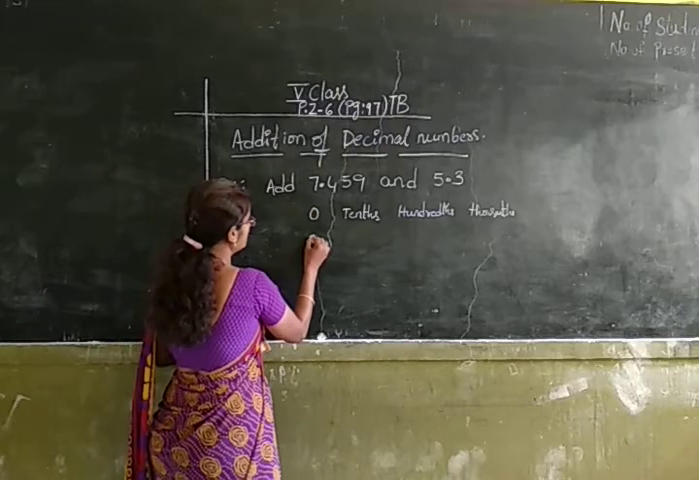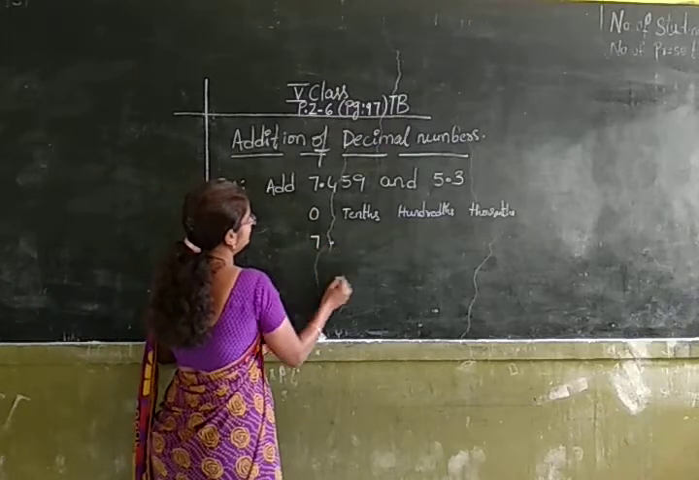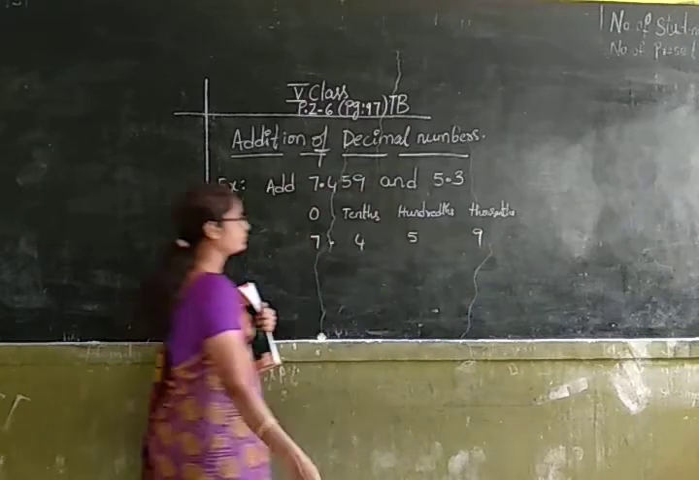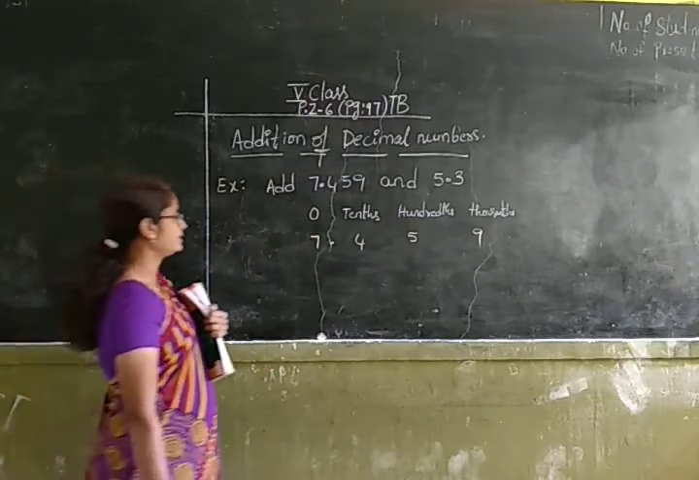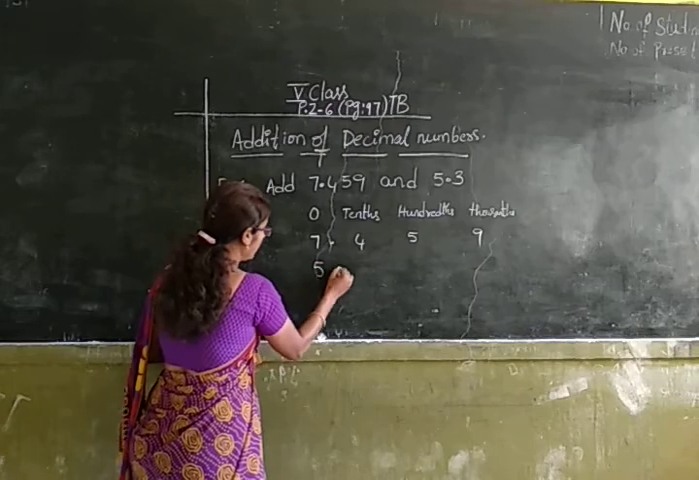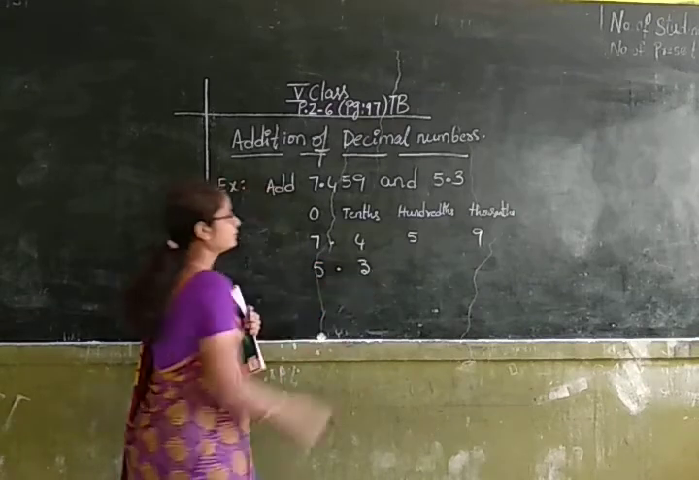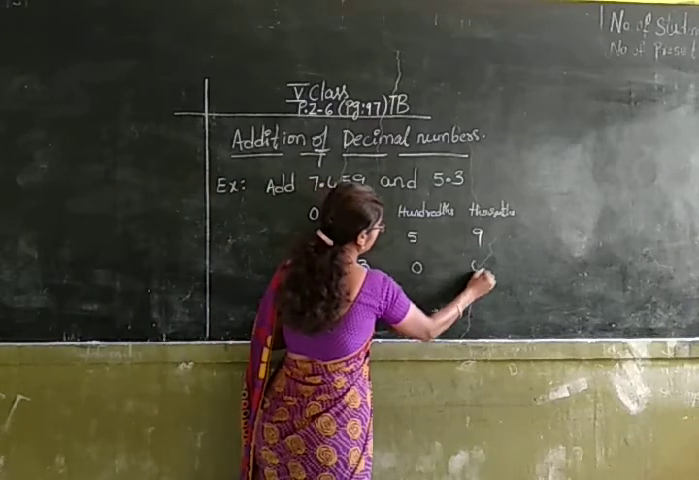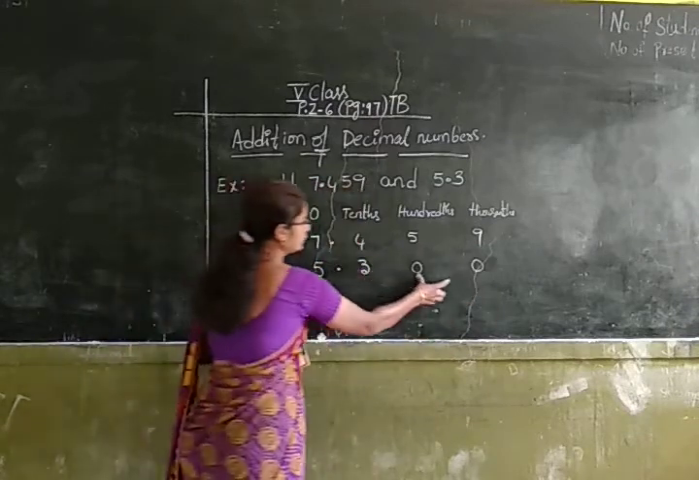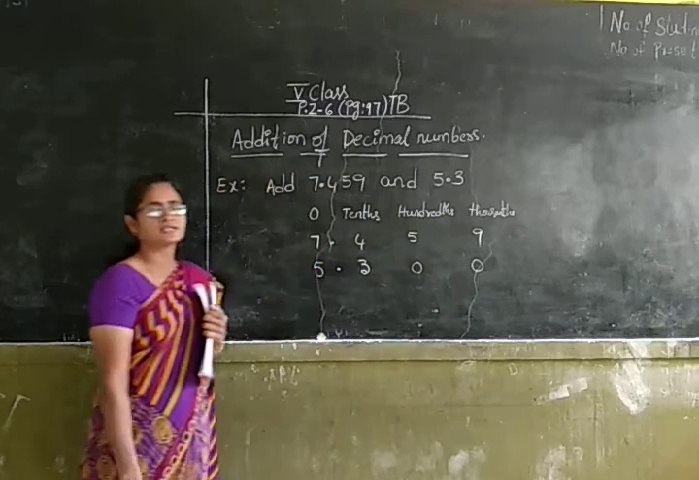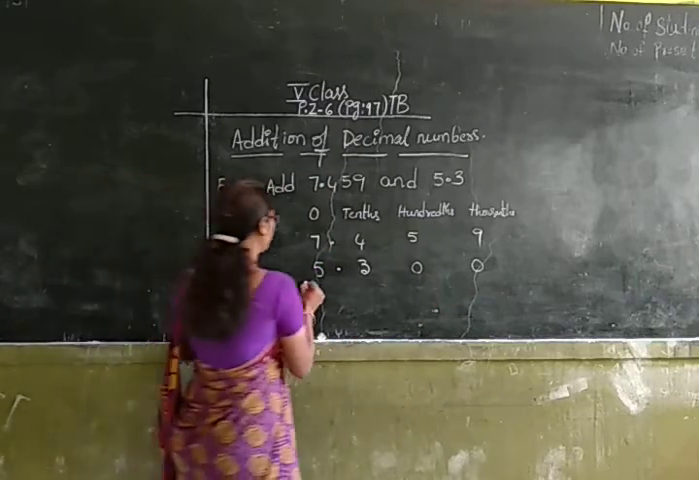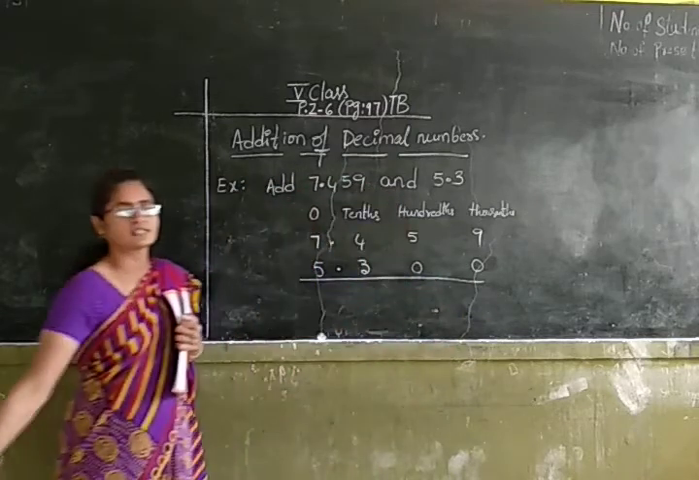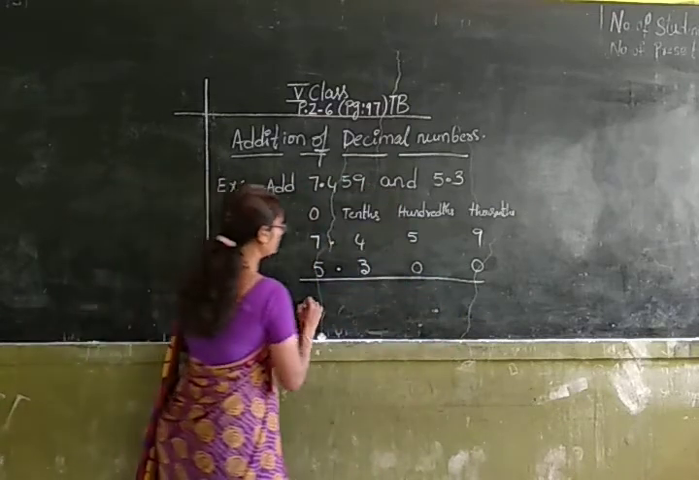The first number is 7.459 and the second number is 5.3. For convenience of adding, let us write down zeros in the other places. Since there are no digits in these places, let us write down the zeros in that places. By writing the zeros at the end, the value of the number does not change.